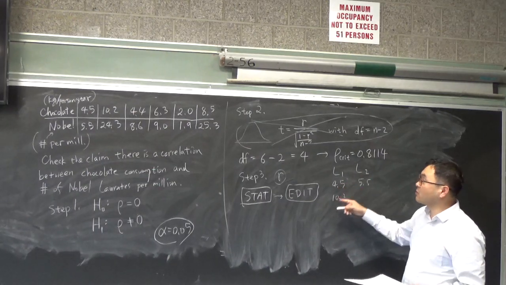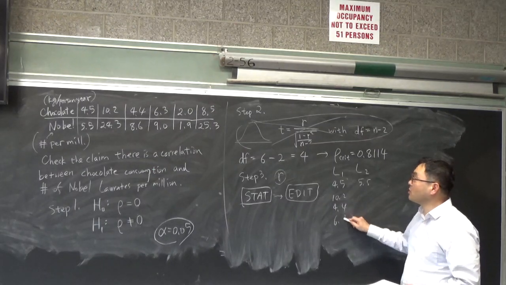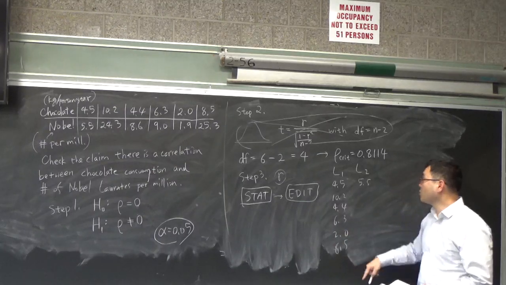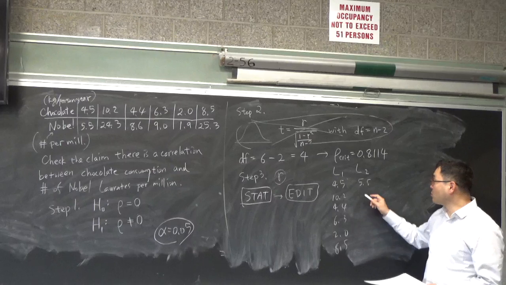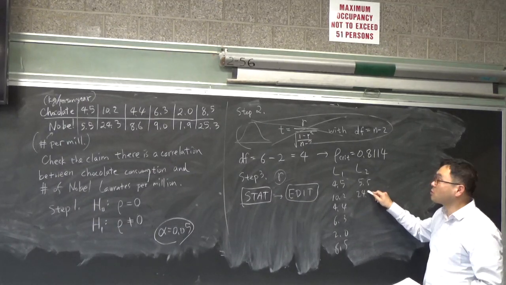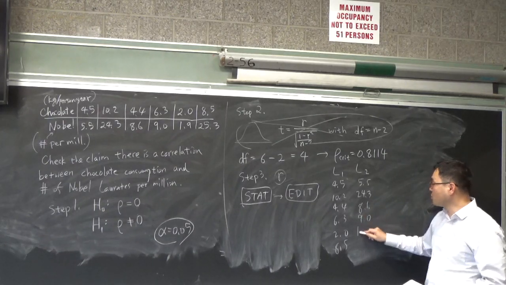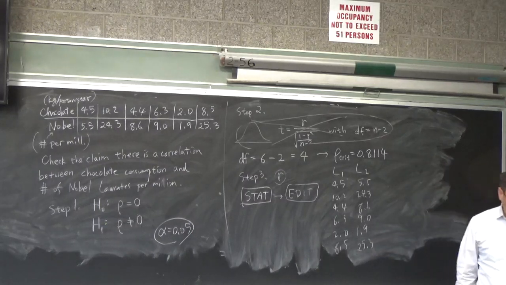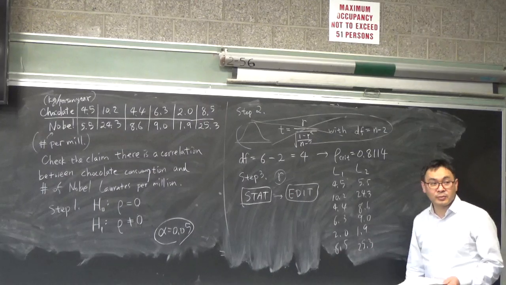So 4.5, 10.2, 4.4, 6.3, 2.0, 8.5. You punch this in, and you go to the next one. The second, L2, you put in 5.5, 24.3, 8.6, 9.0, 1.9, and 25.3. You put all this in, and now you exit, okay?